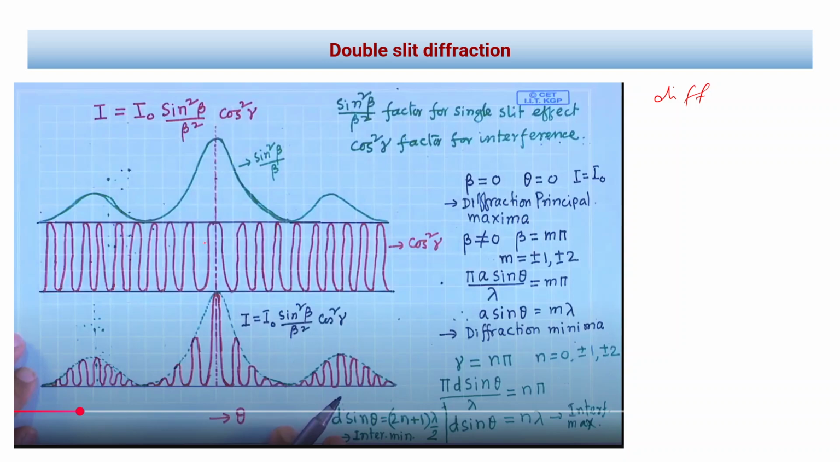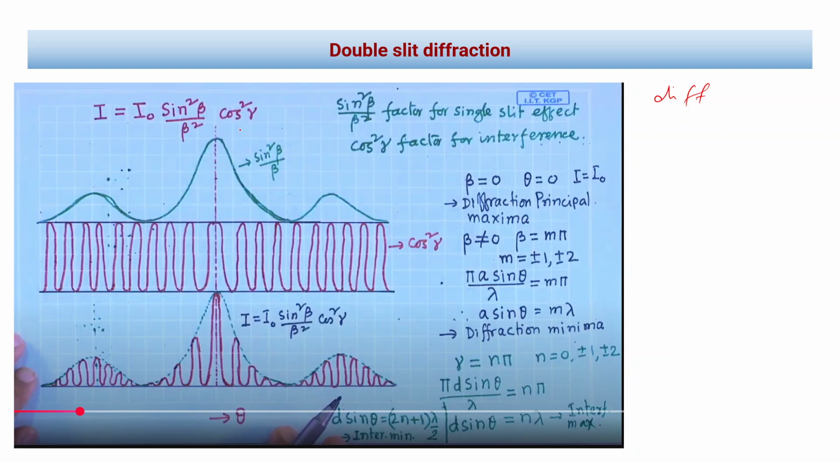So here there is an overlap between interference and diffraction, and as a result we see something like this: this one diffraction maxima has many interference fringes under it. This is the second diffraction maxima which has many interference fringes under it.